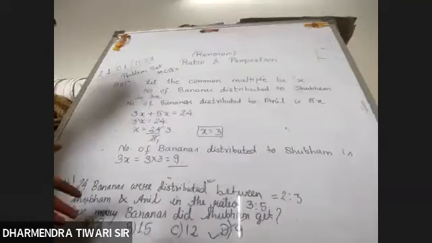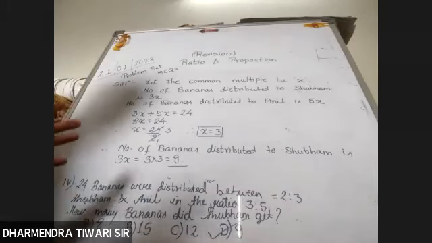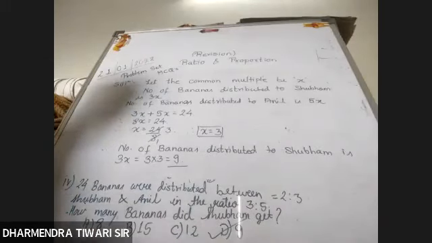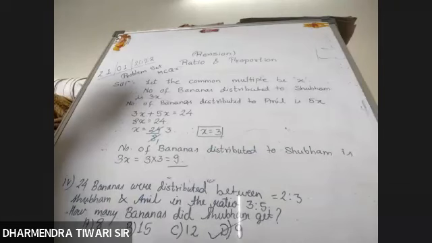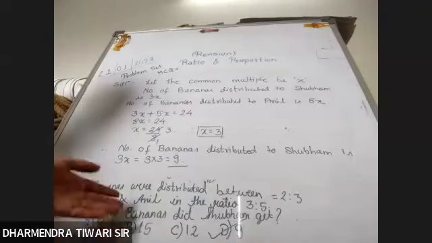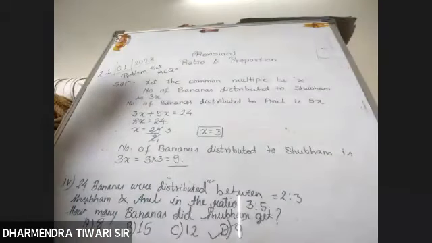So what we have done in this problem: the total bananas were given and that is distributed in some ratio. As we don't know the common multiple, we have taken a common multiple and equated it to the total number of bananas. Get the value of that common multiple and just multiply it to the ratio given. And even if you want to know how many bananas Anil got, 5 into x, you will get 15. So you may get an option like this: how many bananas did Anil get? In that case, your answer will be 15, not 9.